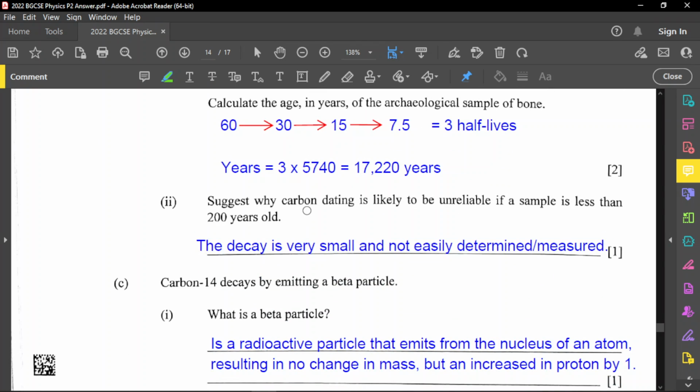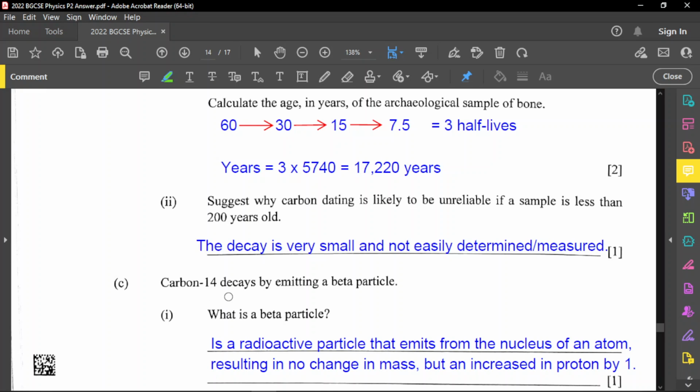Here now it asks to suggest why carbon dating is likely to be unreliable if a sample is less than 200 years old. And so the decay is very small. Just to make a note, for 200 years, it will be a very, very small decay because the half-life is 5,740. So think about it. If that decay is so small, it will be very difficult to be measured or determined. So for half the sample to decay, it's going to take 5,740 years.